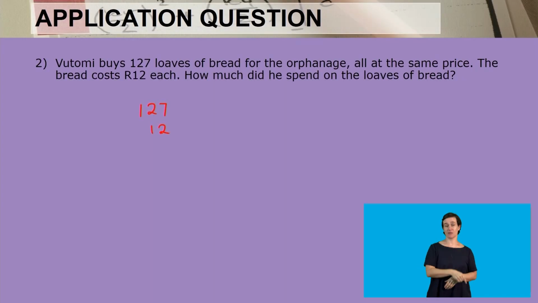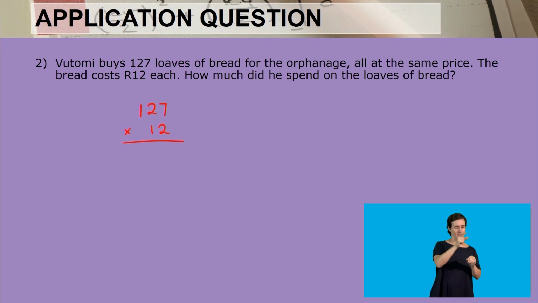Now you have a choice here. You can either do addition or multiplication. But if you think about it, addition will be so long because you have 127 loaves. So what you can do is to do multiplication. So we are just going to multiply by 12. Remember, when we are multiplying, we are still keeping our place values in mind.